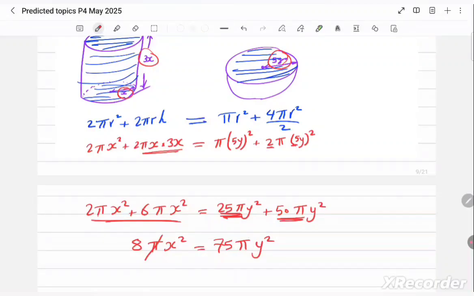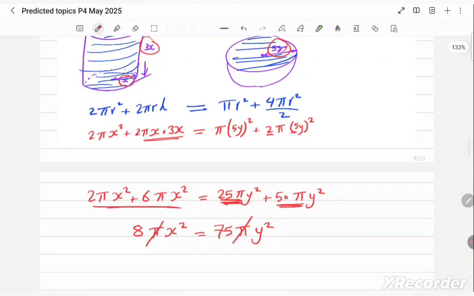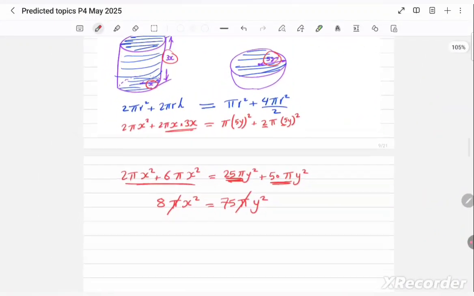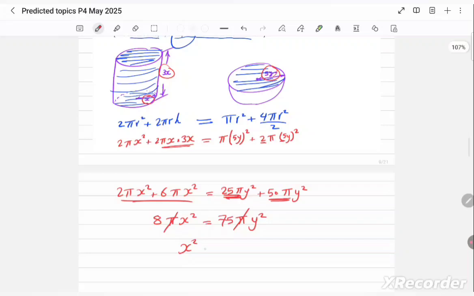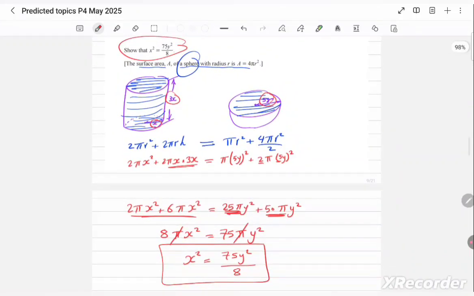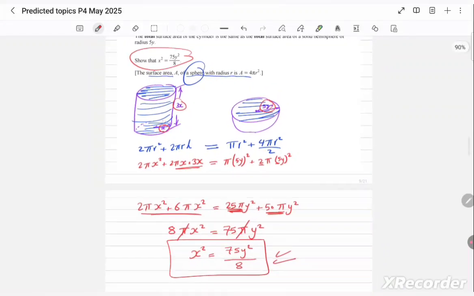Look, I can cancel pi with pi, like I divide both sides by pi, and then the question was to show that x squared. So what's x squared now? X squared equals 75 y squared divided by 8, and this is actually what they asked us to show. This type of question is important as well.